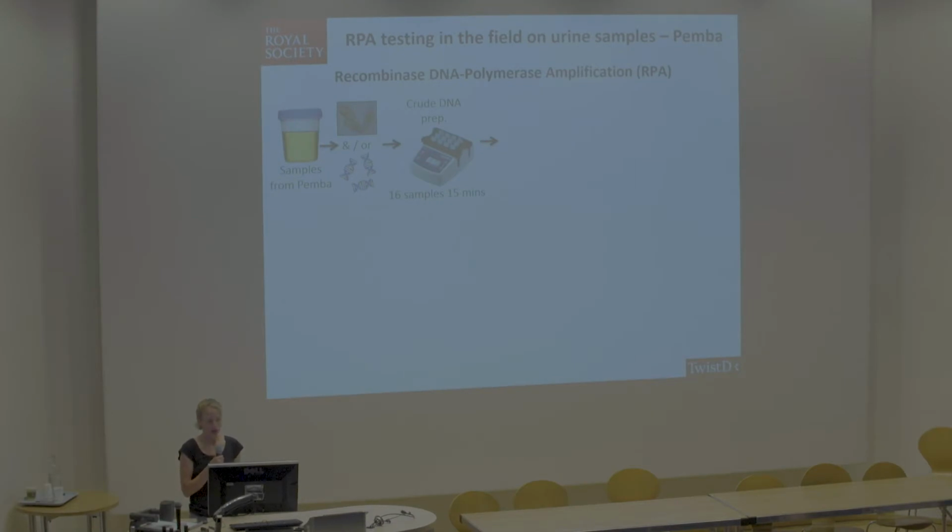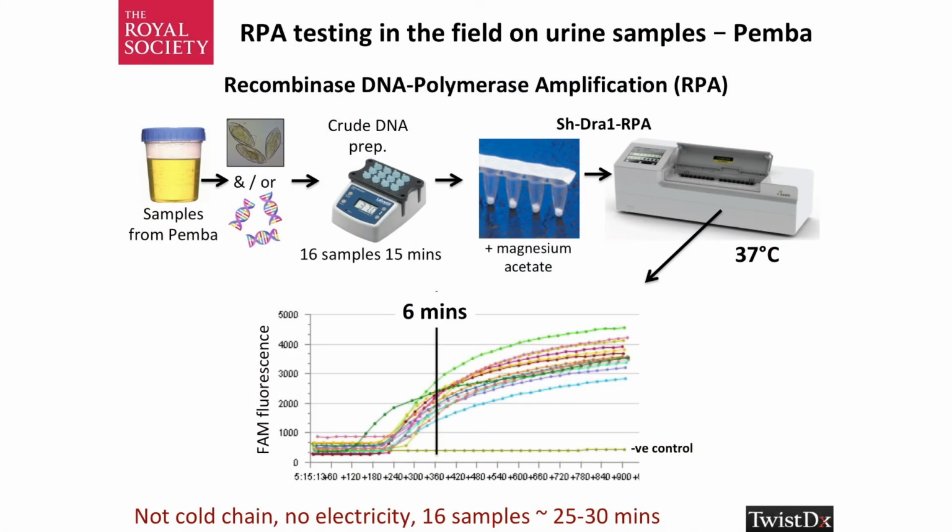So on Pemba Island, this is a very small pilot study. We took 20 urine samples, did the crude extract out in the field, and ran the fluorescence-based detection system, and we had very nice results. We could detect our DNA within 6 minutes.